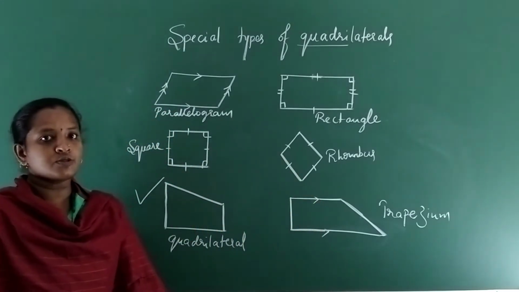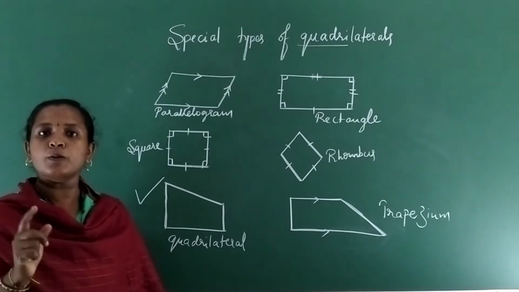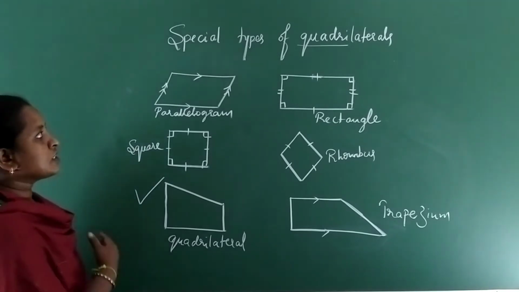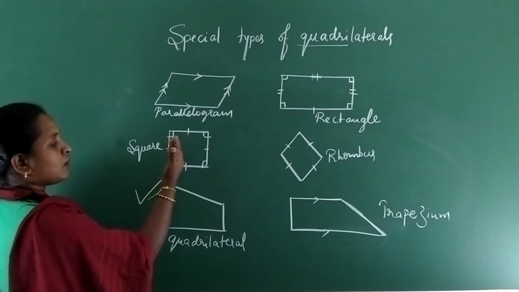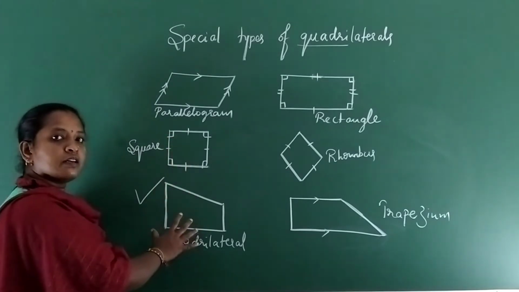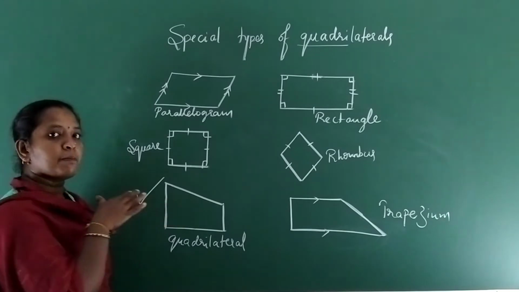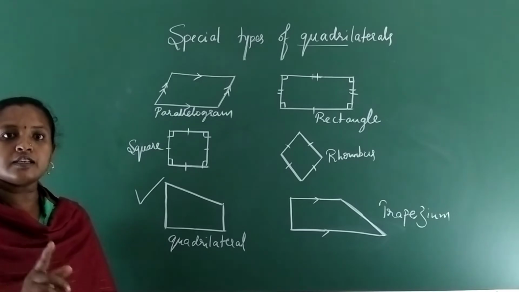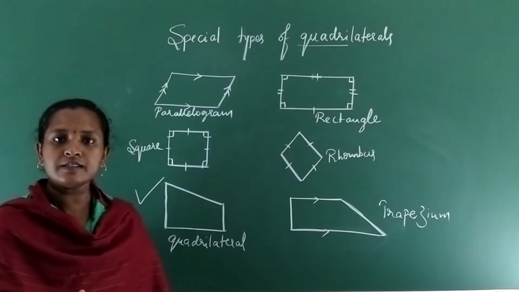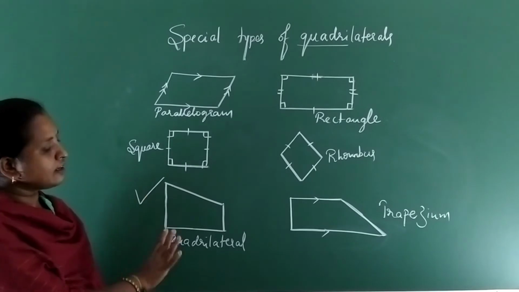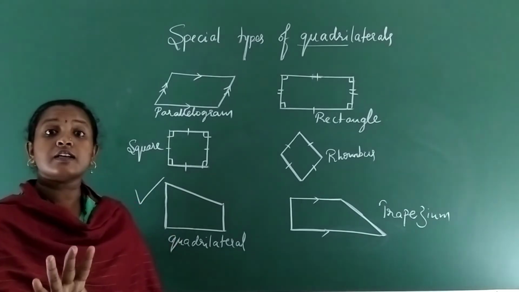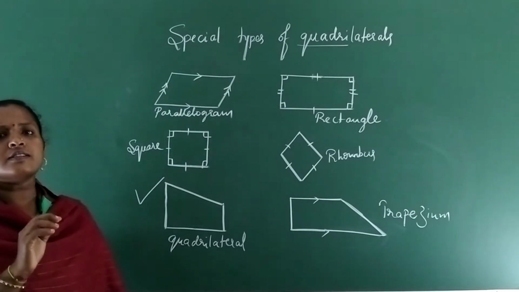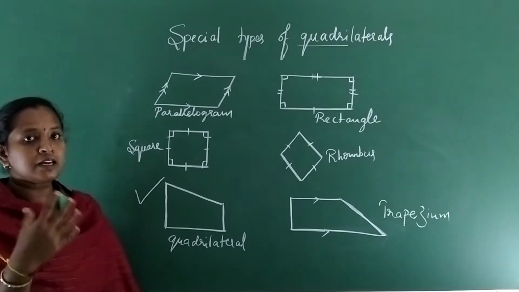I hope you have understood, children. Before going to theorem number 2, parallelogram, I just told what the special types of quadrilaterals are. So which are the special types of quadrilaterals? We have already learned this in understanding shapes. Quadrilateral basic. All these quadrilaterals have the same feature, that is, the sum of the angles of a quadrilateral is 360 degrees. All the quadrilaterals have 4 sides. All the quadrilaterals have 4 angles. Understood? This is common for all the quadrilaterals. But speciality is there.